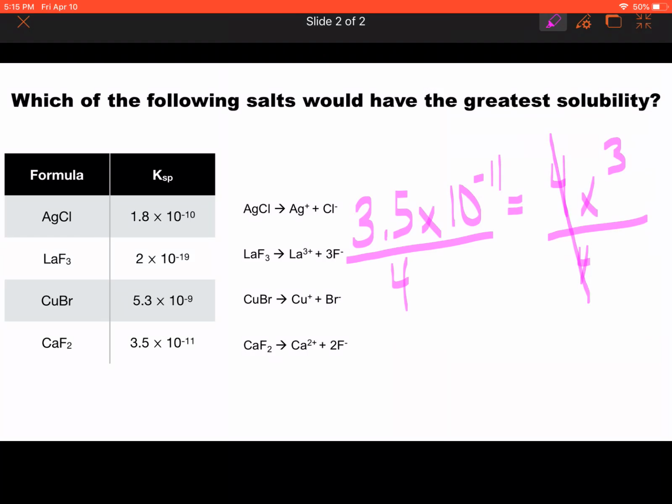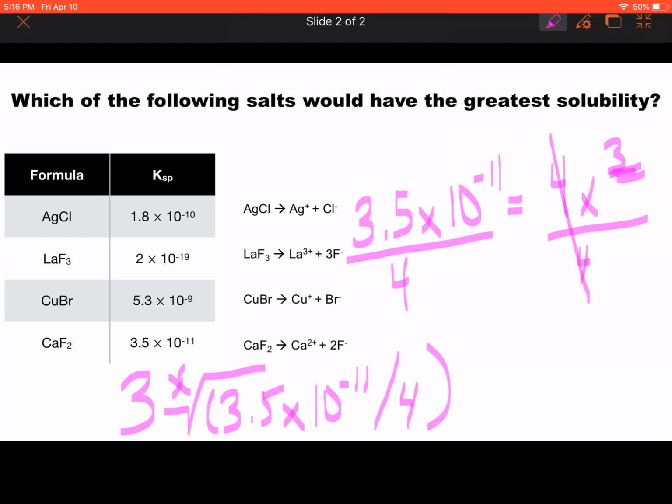So how do I put this in my calculator? So again, put 3 first. Whatever that exponent is goes first. Then you hit this button, or the inverse of the x to the y button if you have that. And then in parentheses, you have to do 3.5 times 10 to the negative 11 divided by 4, close parentheses. And your answer for the fourth salt should be 2.1 times 10 to the negative 4.